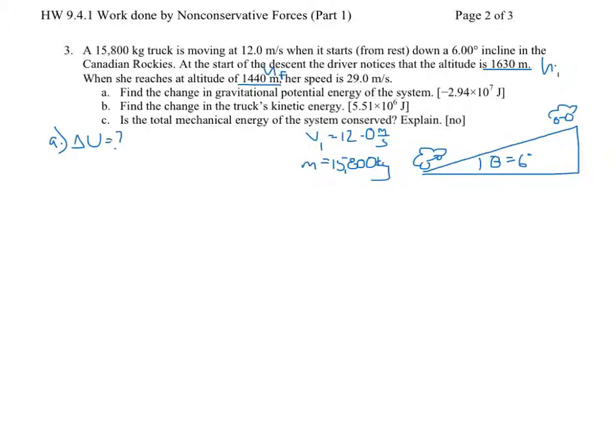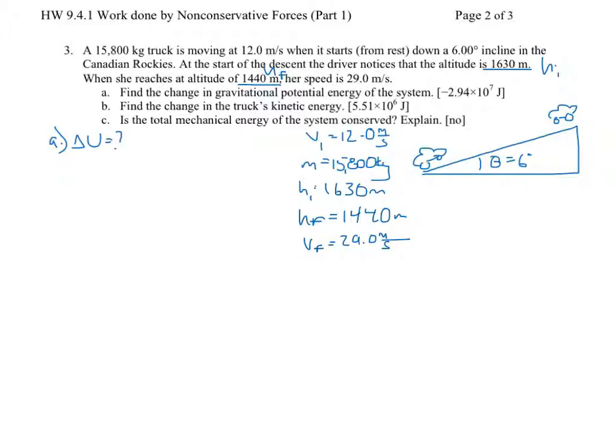So we're going to just go ahead and write them in. h initial equals 1630 meters above sea level, and the final height, h final, equals 1440 meters above sea level. All right, and we also have a final velocity, v final, equals 29.0 meters per second. All right, all good stuff to know.